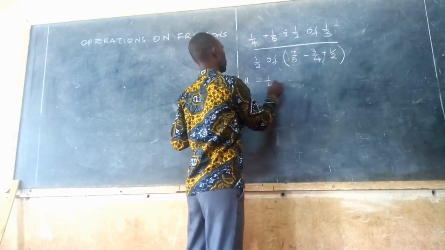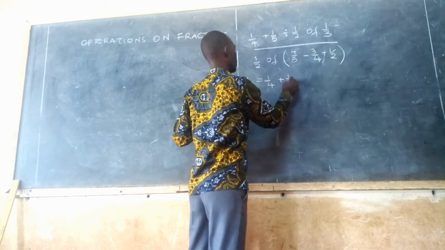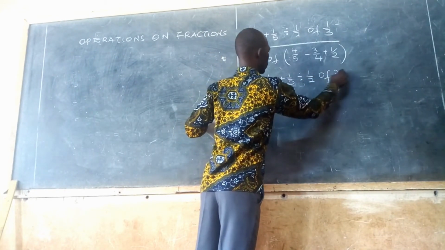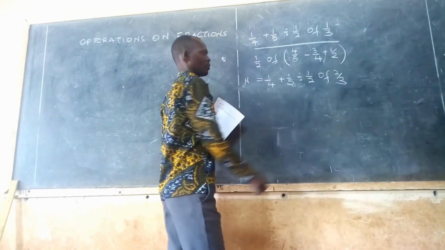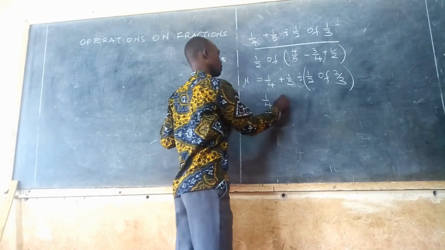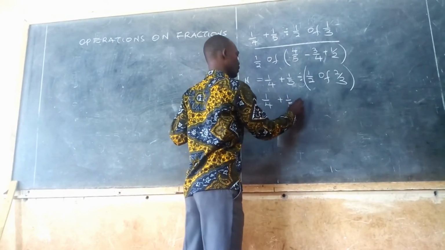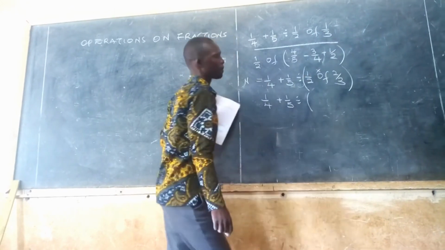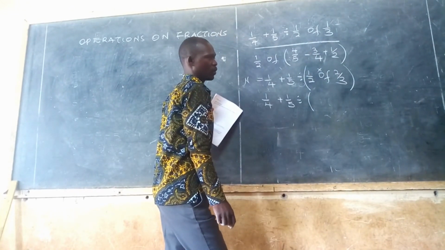The numerator is 1 over 4 plus 1 over 5 divided by 1 over 2 of 2 over 3. BODMAS matters: 1 over 4 plus 1 over 5 divided by a half times 2 over 3. So that will give me 1 over 3.